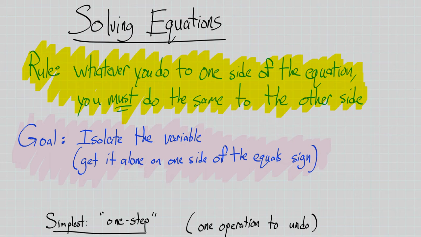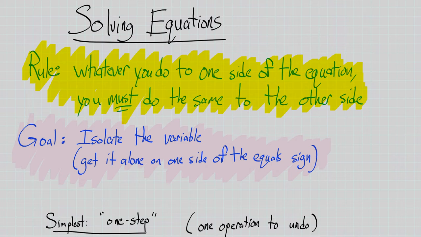This is the first video about how to solve equations. I don't know how many there'll be. But when we're solving equations, we've got one rule to follow. Whatever you do to one side of the equal sign, you do to the other. Whatever you do to the left-hand side, you have to do the same thing to the right. You can do whatever you want, as long as you do the same thing to both sides.